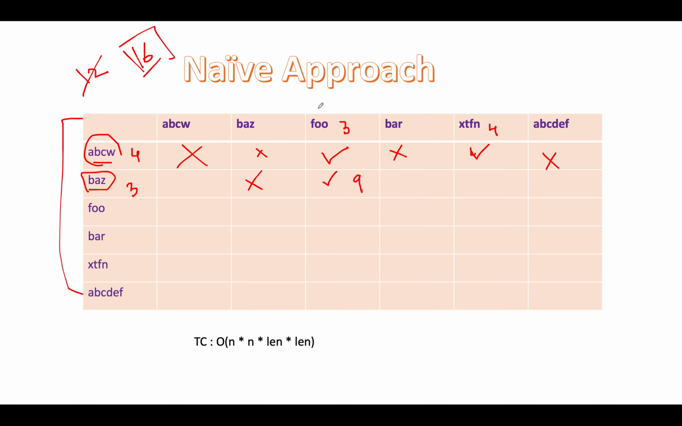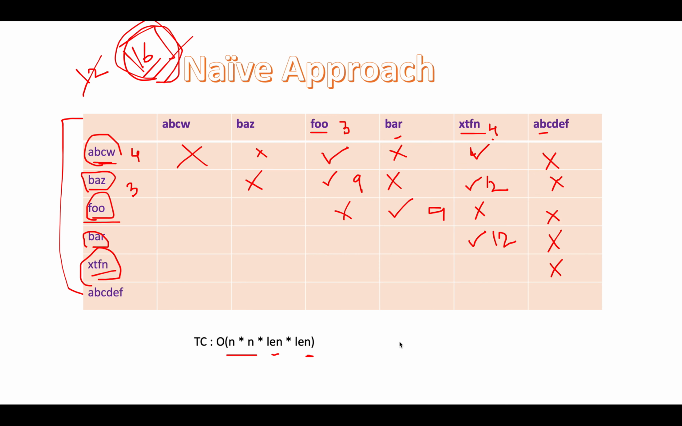X, T, F, N. There is nothing common between X, T, F, N and B, A, Z. That means it's a valid case. The length is 4, here it's 3, so 4 into 3 is 12. It's a lower product value, so we'll continue the process ignoring this. Again, it's a matching case, we'll ignore it. I have filled in the rest of the values, and the maximum product answer still remains 16 by virtue of A, B, C, D and X, T, F, N. These are the two words which do not have anything in common and correspond to the maximum product.